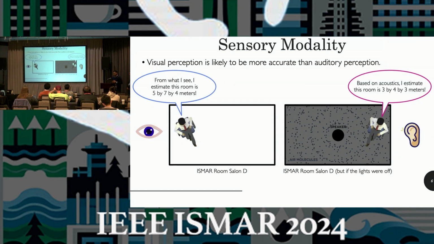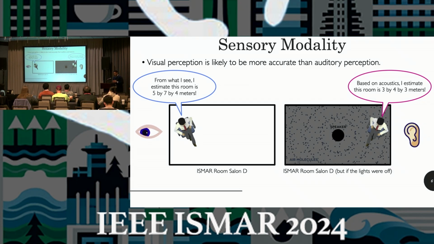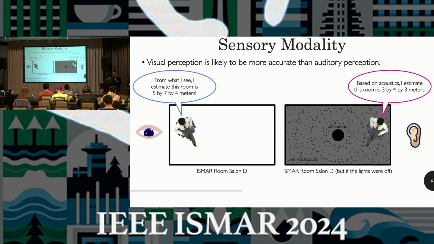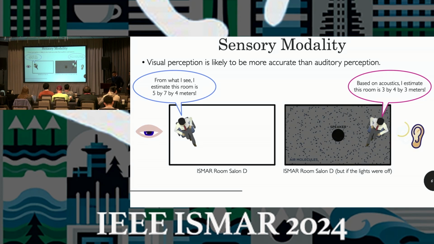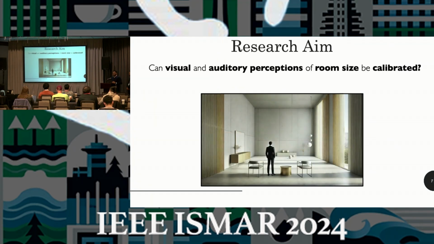Now, from a sensory modality perspective, it is likely that our visual perception of a room size is more accurate than perceiving the room size solely based on audition. So consider a hypothetical where we're all in this room, which technically isn't a hypothetical, and we're asked to judge how large it is. I would bet that we would be more accurate if we can see the room rather than if the lights were off and we are perceiving the size of the room. It's because we're more familiar with perceiving rooms based on vision rather than solely based on audition.